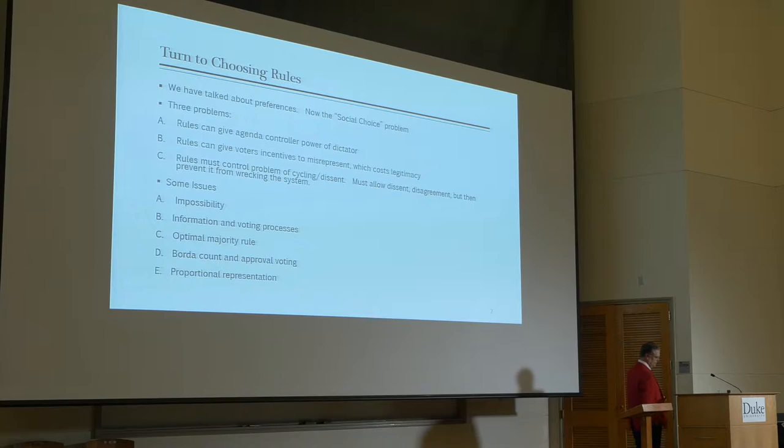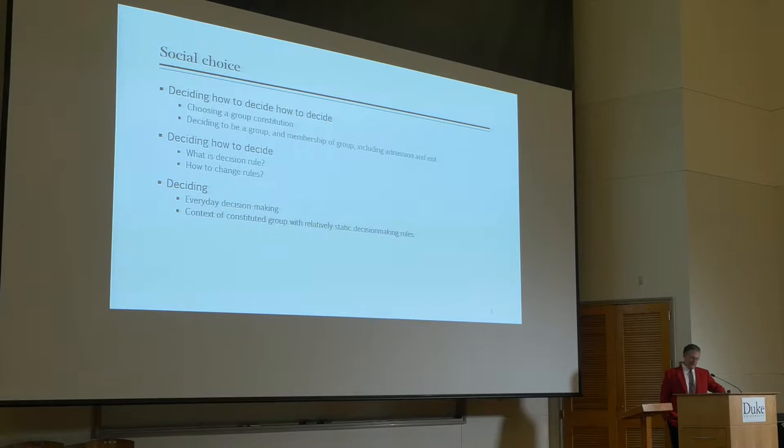The social choice problem has three parts. Deciding how to decide is the first. That's choosing a constitution. That's constituting yourself in the first place. How do we become a group? We have to choose a group constitution, recognize ourselves as a group, and decide what membership will be. Membership requires both a notion of admission, that is, joining the group, and exit. If I know I can't leave the group, I may be less likely to join in the first place.